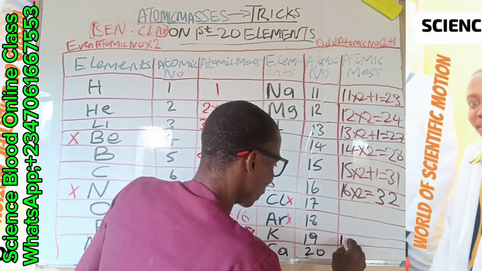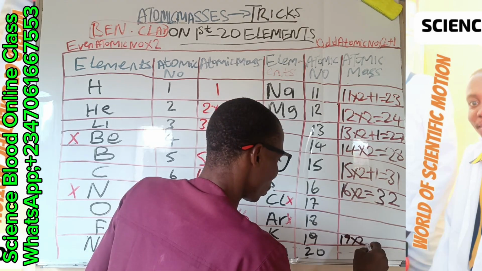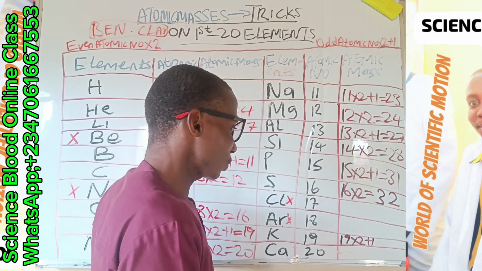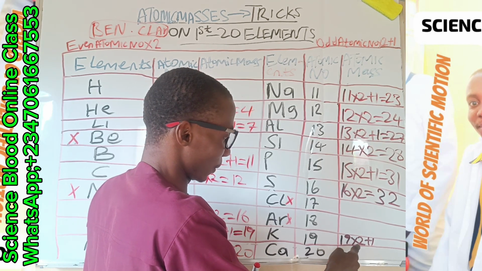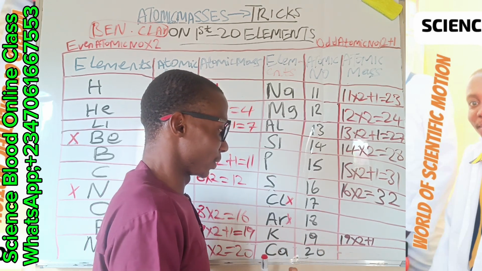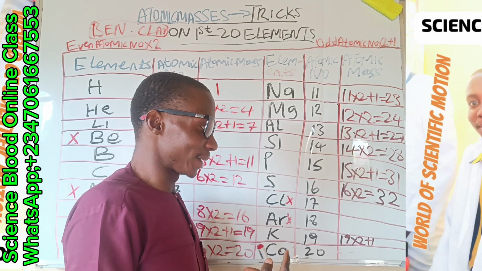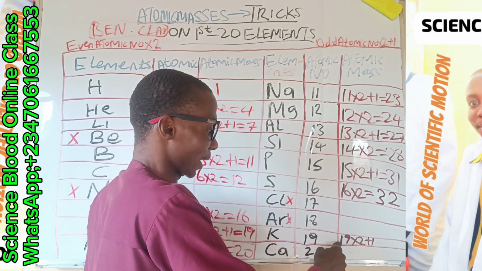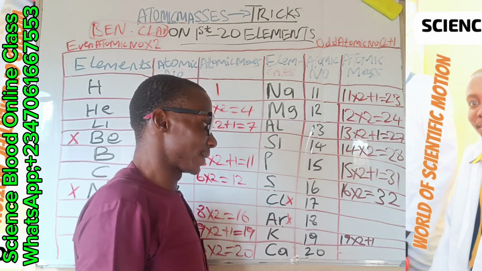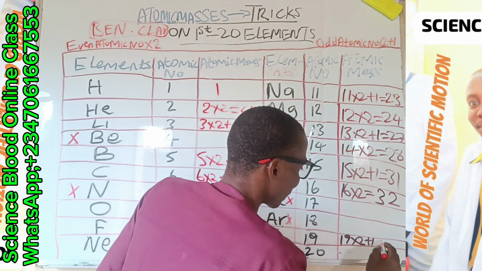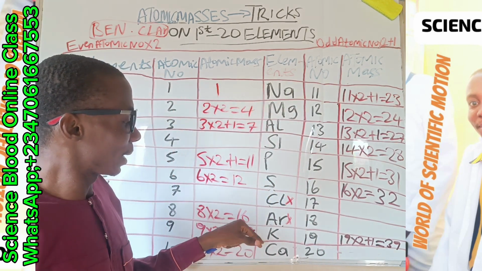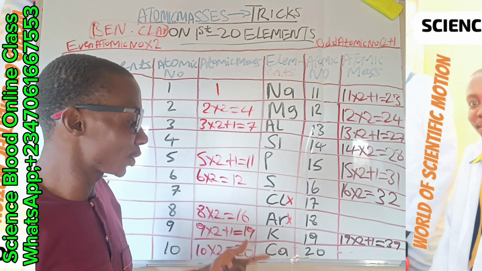Just write 19 times 2 plus 1. Okay, so 19 times 2, what are you going to have? So start from here. 2 times 9 will give you 18. Then you write 8, carry 1. Then 2 times 1 is 2, plus the 1 you carry, which is 3, so 38. 38 plus 1 will give you 39. So 39 is the atomic mass of potassium.